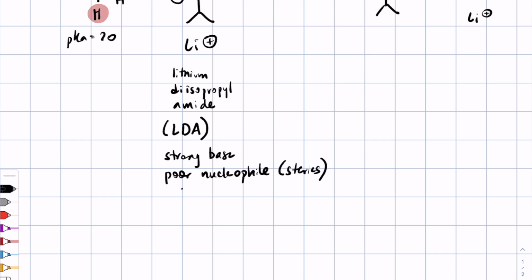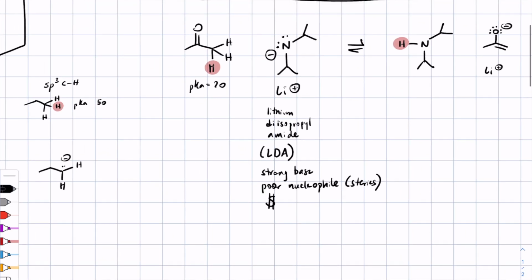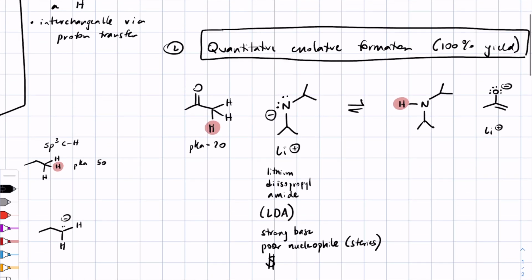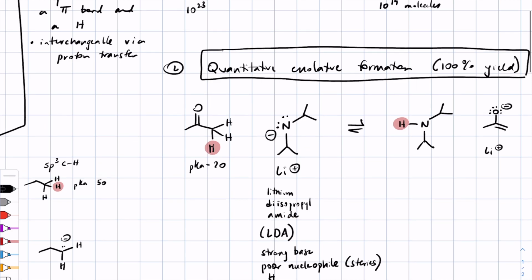And it's also somewhat expensive. So sometimes people ask, well, this is great. I can make 100% of my enolate using this base, so why wouldn't I always use LDA? And the answer is, if you can do the reaction cheaper and still get the product that you want, then you probably don't want to use the more expensive stuff.